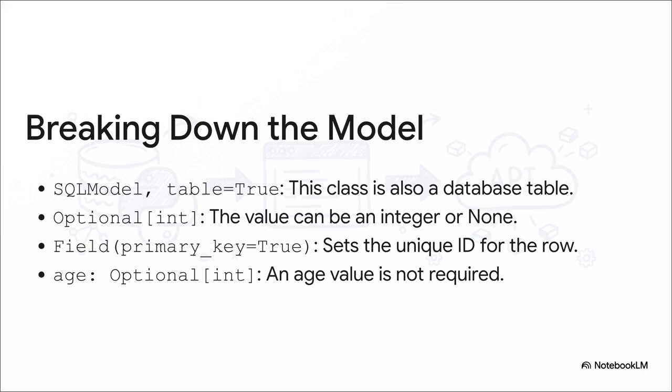So let's break this down real quick. By inheriting from SQLModel and setting table equal to true, we're basically just telling it, hey, this class should also be a database table. Simple. We use standard Python typing, like Optional, to say a value can be an integer or it can be None, which is perfect for things like an ID that the database is going to generate for us. And then we use Field to add that extra database-specific info, like marking the ID as the primary key. It's just so clean and readable.